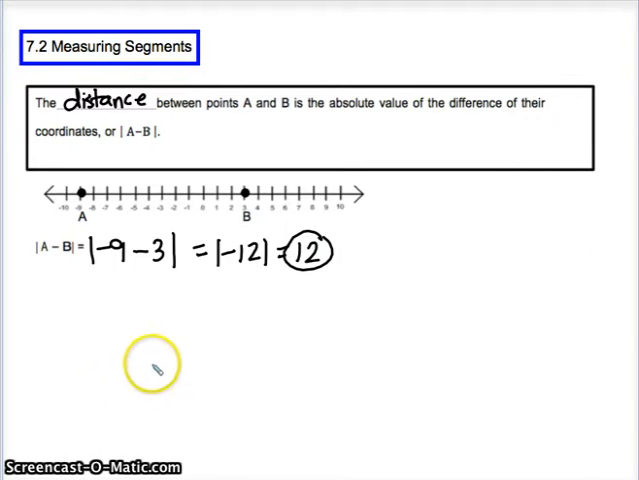It's really important that we're talking distance. We can't have any negative numbers, and that's why we make sure to do the absolute value. Well, we've got the number line in front of us. Let's just try another example.